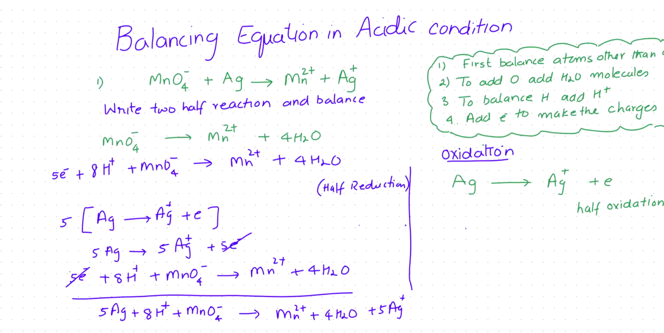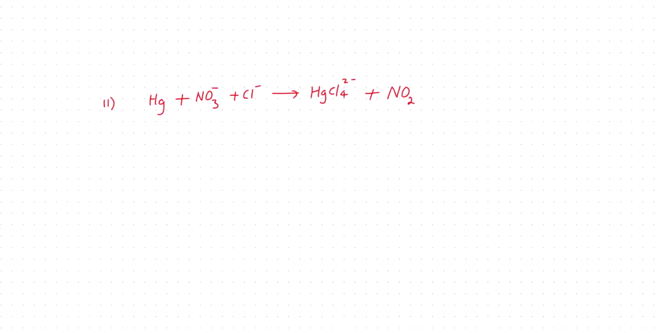Okay, next equation. Hg plus HNO3 plus Cl⁻ gives HgCl4²⁻ and NO2. So first we make two half reactions. One half reaction will be Hg plus Cl⁻ changing to HgCl4²⁻. Another half reaction will be NO3⁻ changing to NO2. Nitrate changing to NO2.